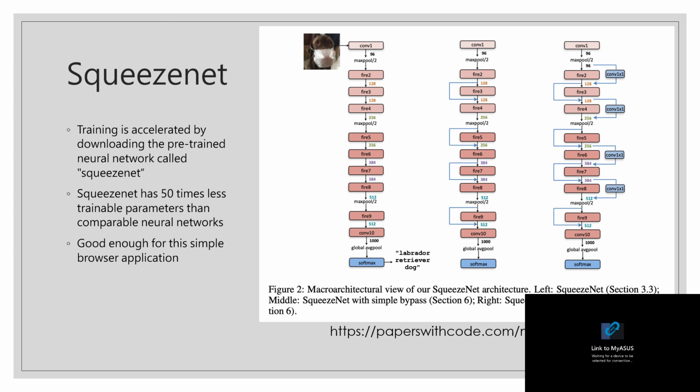Then you can enjoy shorter training times with the same accuracy. Squeezenet is around 50 times smaller than other neural networks. It's quite good, and the performance is good enough for webcam, or what we call browser applications. That's why we are using Squeezenet in most of our applications, because it's really fast and has similar accuracy to the other neural networks.